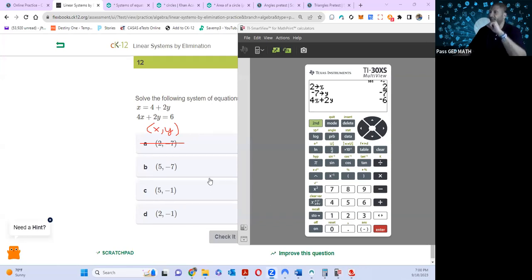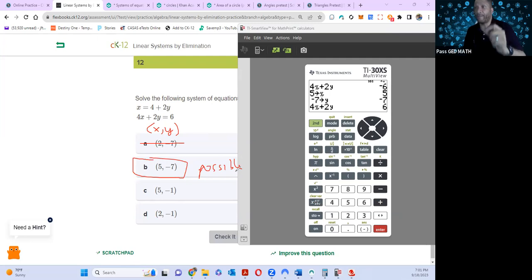I'm going to repeat the same thing for B. 5 for x, minus 7 for y. Plug in that second equation, 4x plus 2y. I should get 6 if that's a solution of that equation. I get 6. So that is a possible solution. B is a possible solution. Well, Mr. Tinsley, I thought you said if it's equal, that should be the solution. A system of equations must satisfy both.